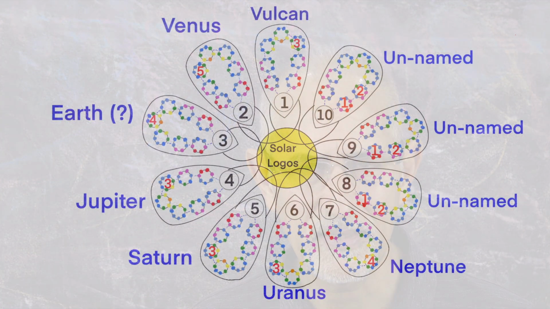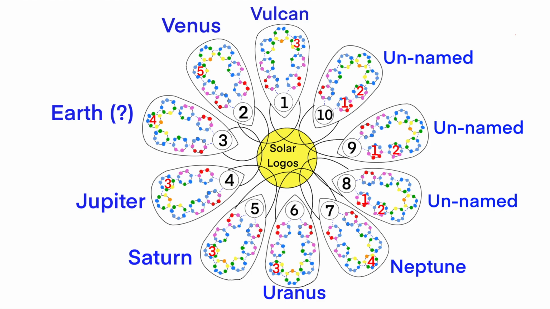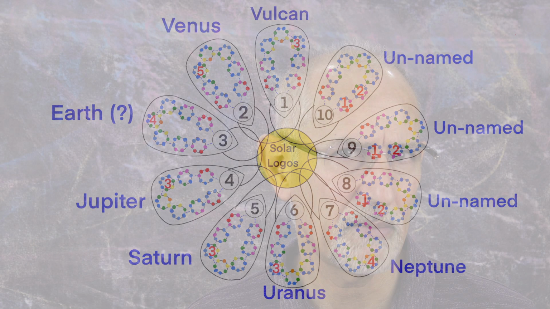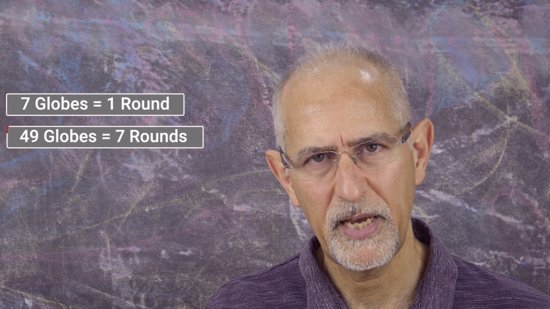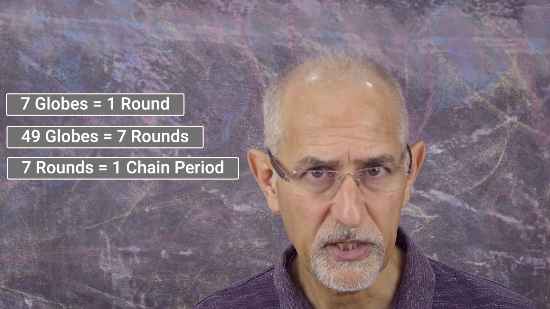Depending on whether you imagine the globes of a scheme occupying a discrete location in the solar system, or one globe metamorphosing within the same coordinates of space, the solar system can be said to house 70 planets. This can be viewed as follows. We can now state that 7 globes equal 1 round. 49 globe periods equal 7 rounds, which equals 1 chain period.